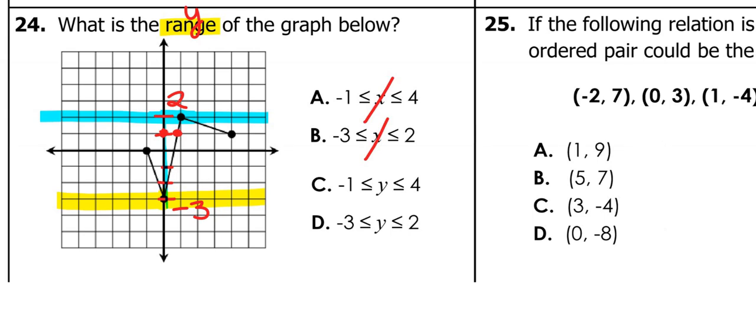Now let's look at your choices, C and D. We have choice D, which says that the y values go between -3 and 2. So our answer is choice D.